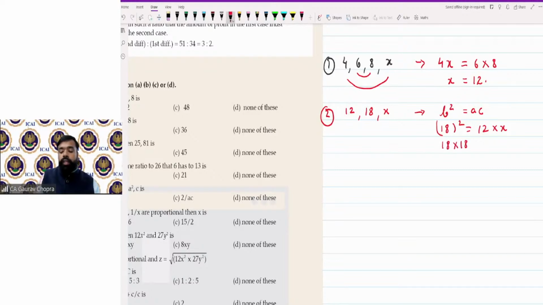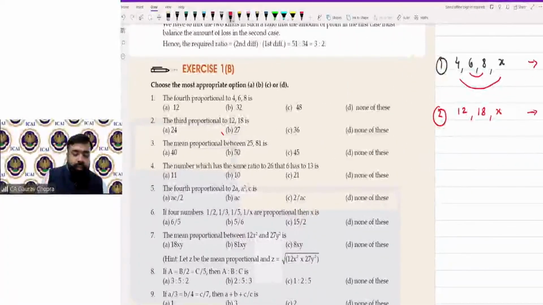18 into 18 upon 12 is equal to x. So you will get the answer. So how much are you getting? Most of you have given the answer 27. The value of x is 27.